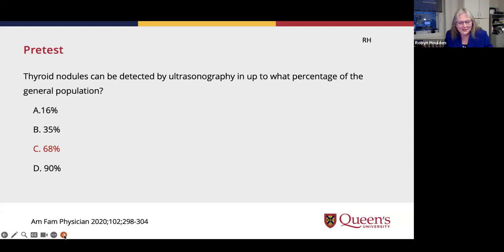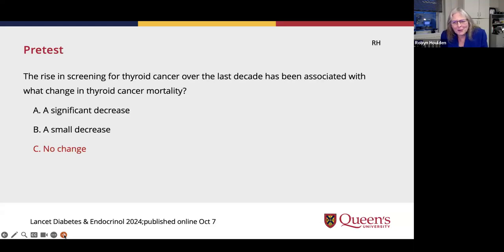Okay, but anyways, what percentage of the population, if you do an ultrasound on them, will end up having a thyroid nodule? Some studies have suggested, like the one I quoted below there, 68% of us will end up having a thyroid nodule. So remember, be careful with this imaging, over imaging. All right, next slide.